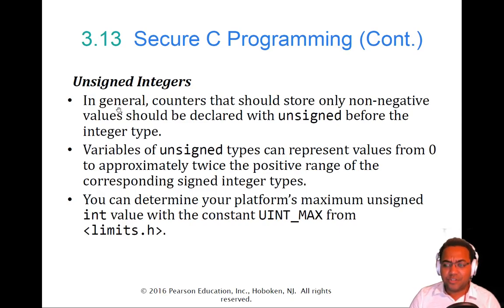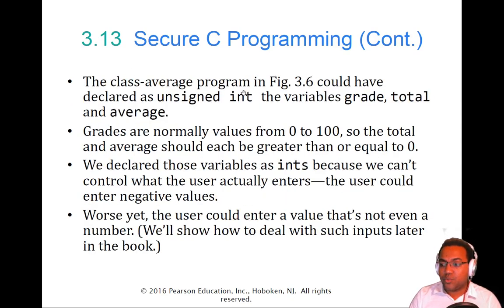An unsigned integer. Variables of unsigned types can represent values from 0 to approximately twice the positive range of the corresponding signed integer types, meaning that you can use larger integers if they are unsigned than if they're signed. But we're not going to do that.